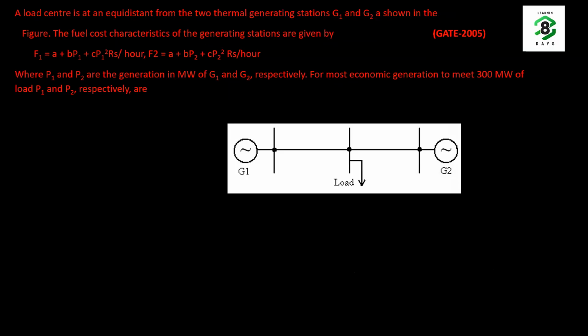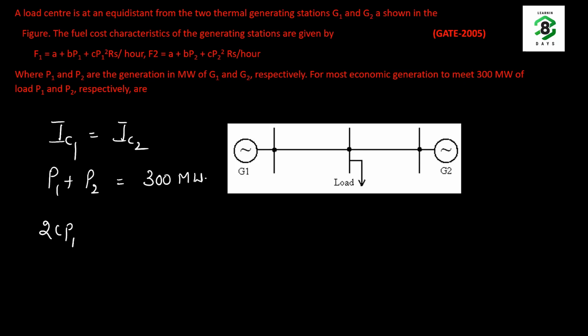A load center is equidistant from two thermal generating stations G1 and G2 as shown in the figure. The fuel cost characteristics are given, where P1, P2 are the generations in megawatt of G1, G2 respectively. For most economical generation to meet a load of 300 megawatt, P1, P2 respectively are. So again, he did not mention anything about the losses. So again, we have to go by the incremental costs of both being equal, and P1 plus P2 is equal to 300 megawatt.